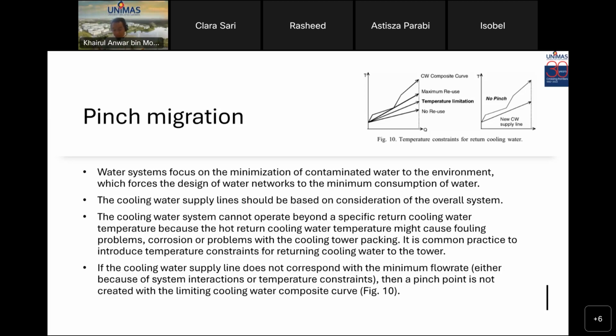So for a cooling water network, the system has a number of components, and there are interactions between different parts of the system. Minimum flow rate of cooling water is not necessarily the optimum. The cooling water supply line should be based on the concentration of the overall system.